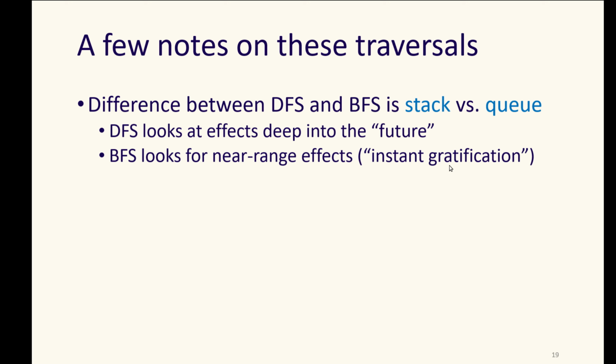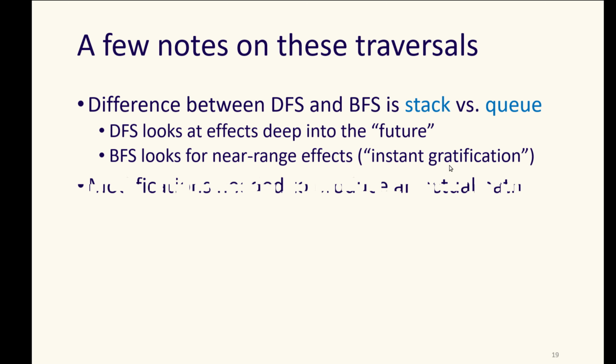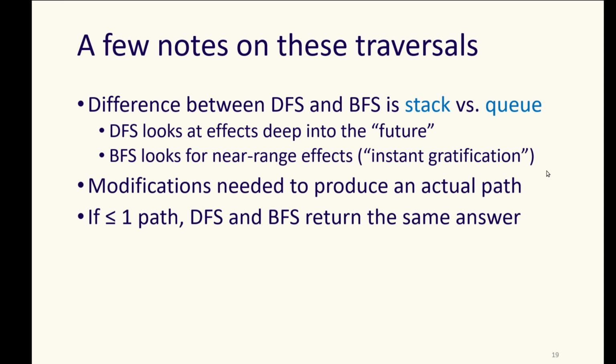Some people frame this as instant gratification. I almost see it as patience. You're patiently checking what's nearby before you run 100 miles away and realize that you actually left whatever you're looking for at home. So there's some variation on perspective of that. There are modifications needed to produce an actual path. You would have to track the path along the way with those vertices that you're putting into the stack or the queue.